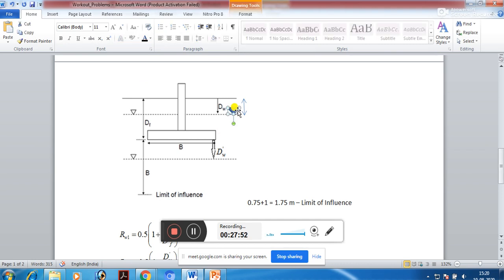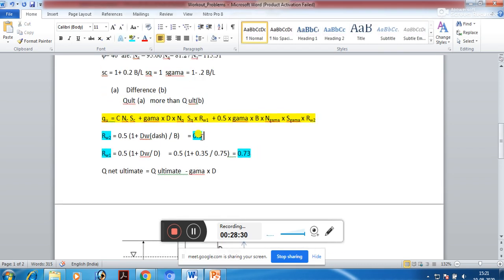When this water table has reached this depth, then what will be the value of dW dash? dW dash will become equal to 0, because the water table has already crossed the base of the footing. So all the soil below the base of the footing is in a submerged condition. Whenever all the soil is under the submerged condition, you reduce the water table correction factor to a value of 0.5.